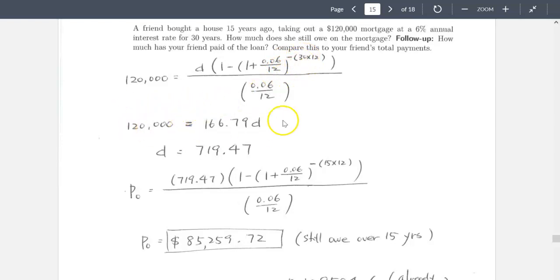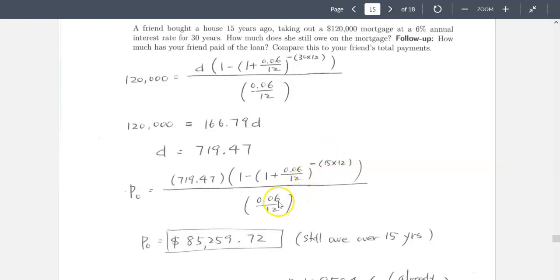So we find out that after the calculation, when your friend first took out this loan, the payment is $719.47 per month. All right, now we're going to take that into our remaining loan balance formula. So that's the number we find out once we pay. It's a 30-year loan, but we already paid 15 years because we bought the house 15 years ago. So we still have 15 left. That's why this T right here is 15. That's 15 remaining years, right?